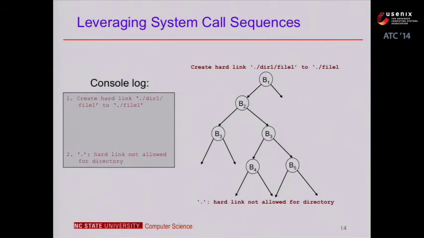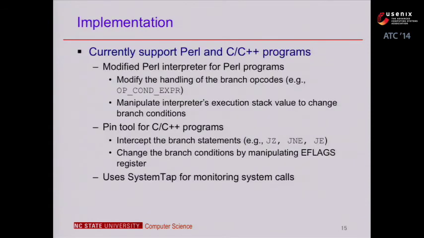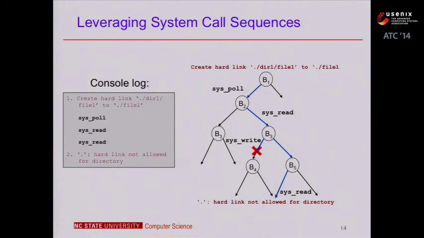Here we use system call sequence as guidance between two console log messages. Again, same example: if we know the system call sequence between these two console log messages is open, write, open, read, we would only allow the path that generates the same sequence of system calls during the search. For example, the first one generates the wrong sequence, so we just drop it. The second one generates the correct one, so we pick it.